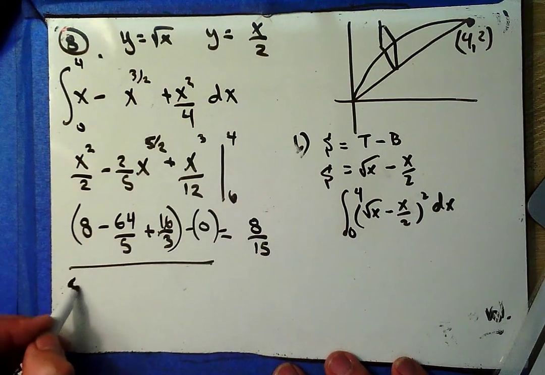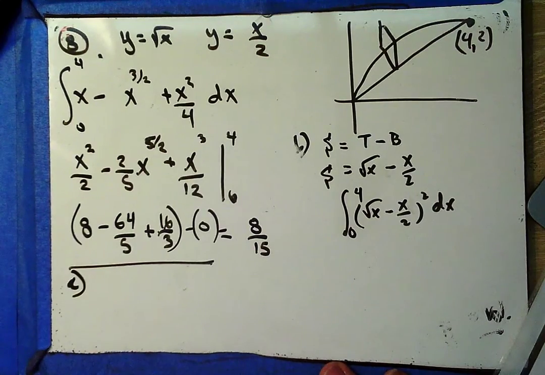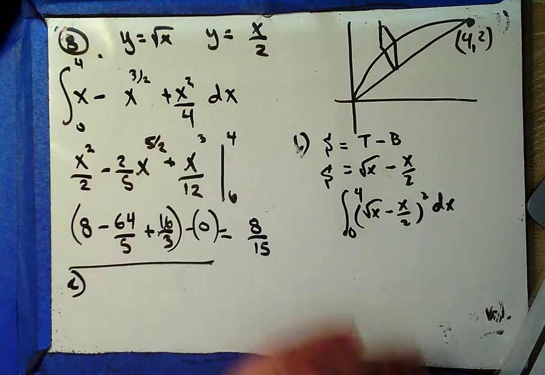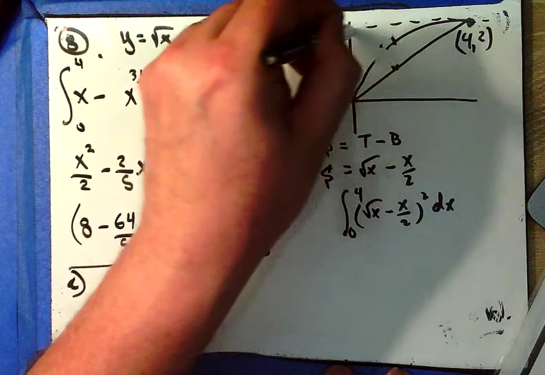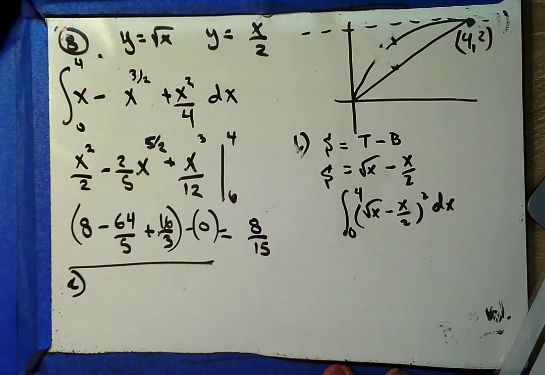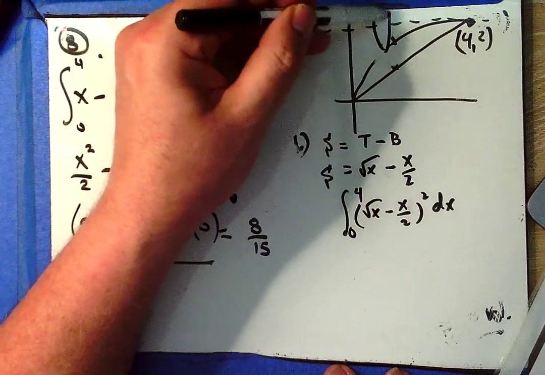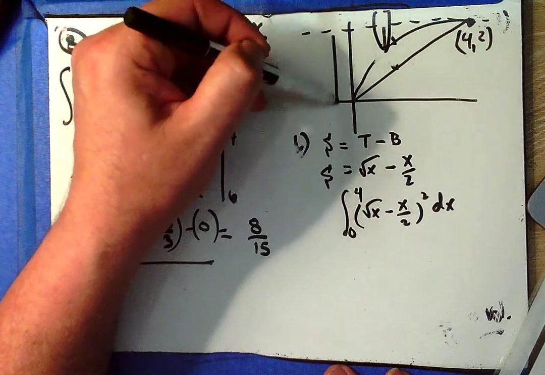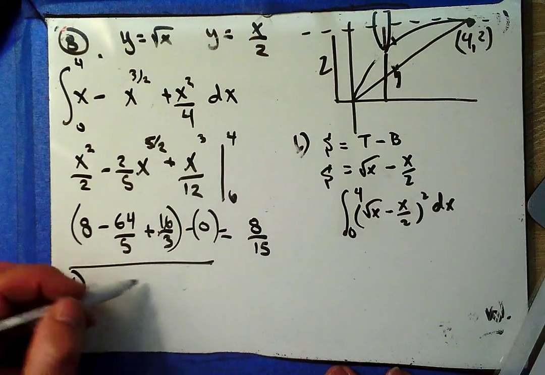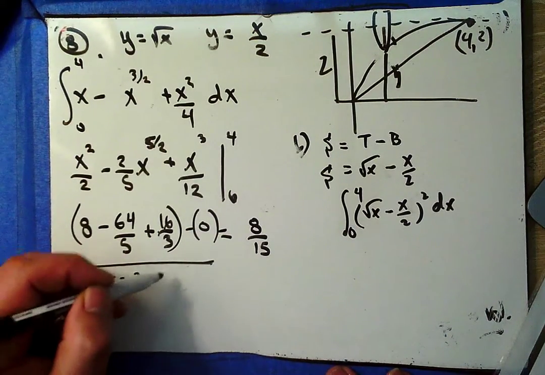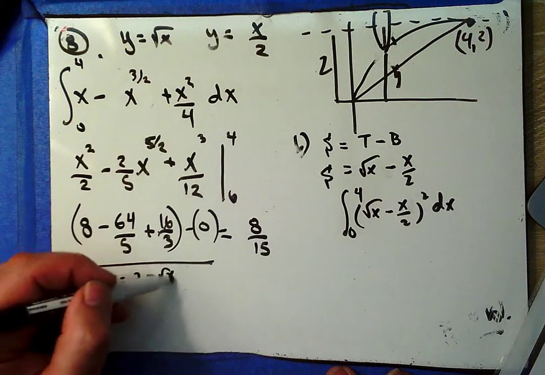And for 8C, we're asked to write but do not evaluate an integral. Write an integral expression, do not evaluate, when R is rotated about the horizontal line y equals 2. So we're still taking this region, but we want to rotate around this line y equals 2. So we're going to have a little radius, which is 2 minus y. So little radius is 2 minus square root of x.